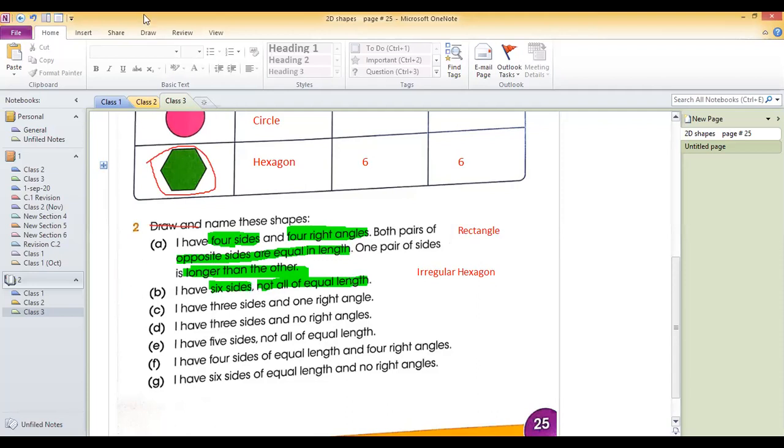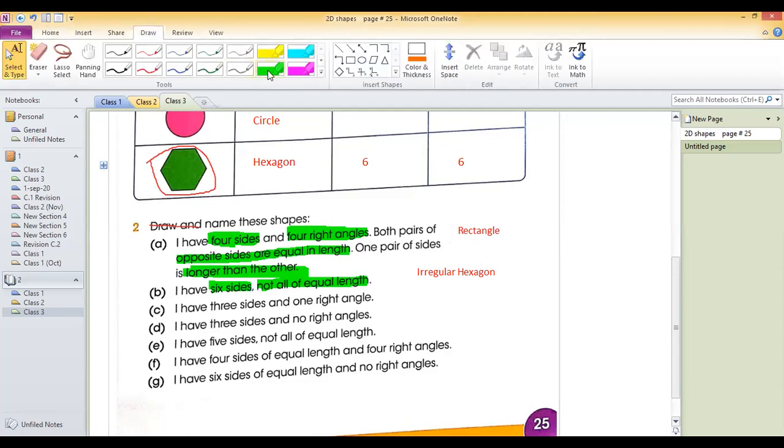Now coming to C, which is the third one, you will help me. I have three sides. So guys, do you know which 2D shape has three sides? Just tell me the answer to my question. Which 2D shape has three sides? Triangle. Very good, very good. Only the triangle is the 2D shape which has three sides.